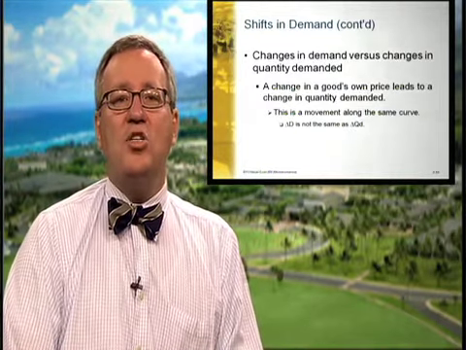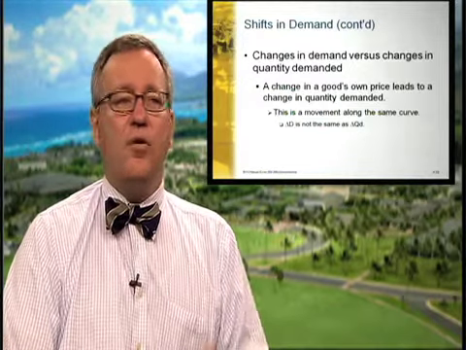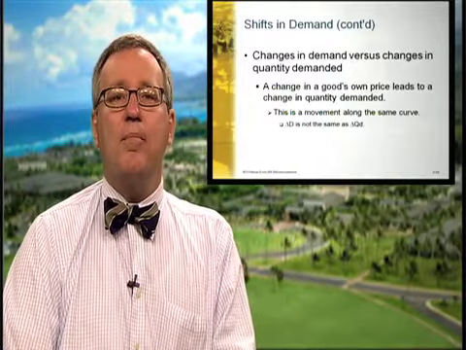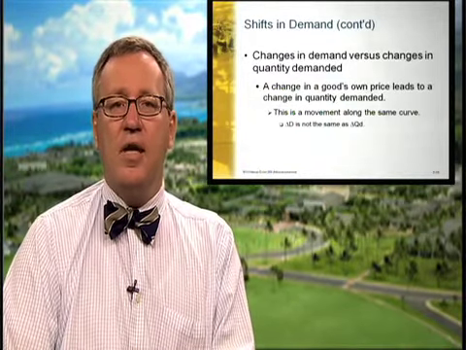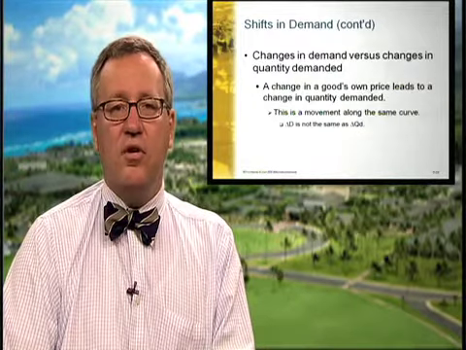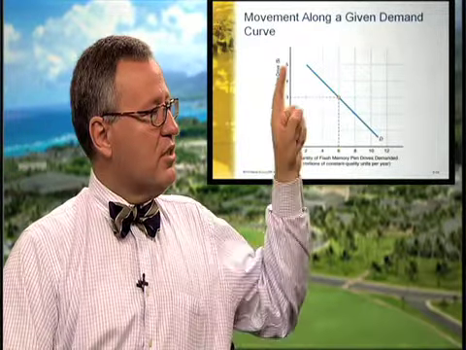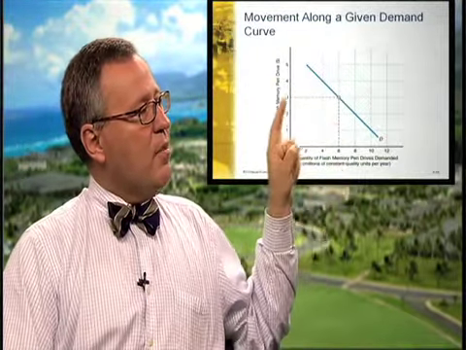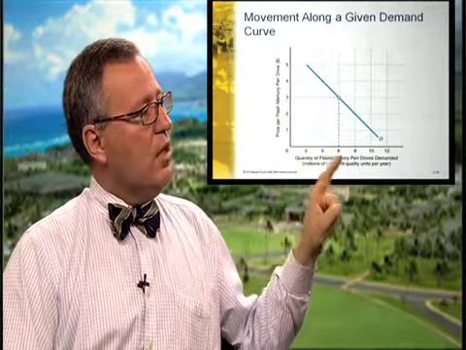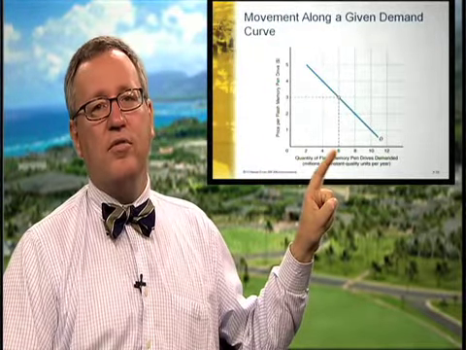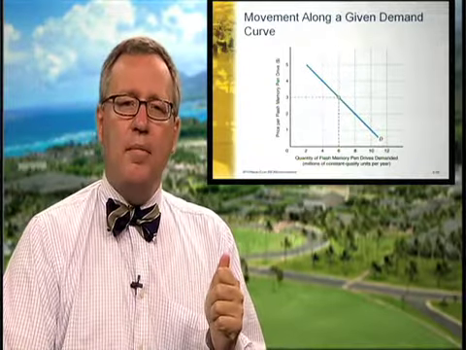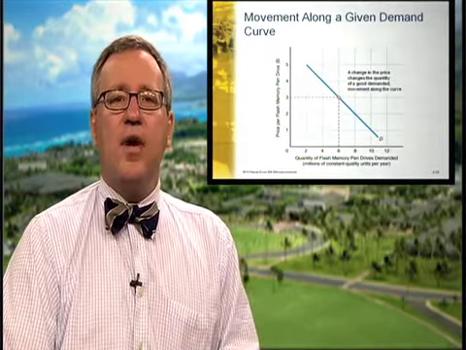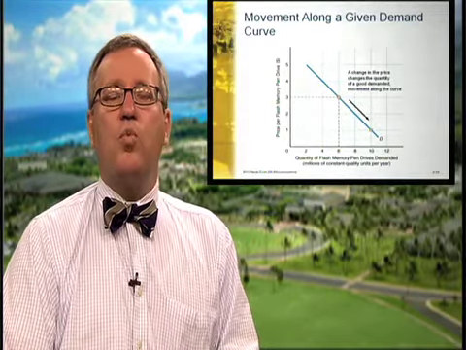Okay? A change in a good's own price, in other words, a change in the price of the good that we have on the graph, will cause a movement along the same curve. It does not cause a shift of the curve. Let's give just a simple example and then we'll close up this section of the lecture. Here's our demand curve, and what we're saying here is at $3 we're going to demand 6 million pen drives. Okay? And that's okay, but what happens if we change the price? What happens if we have a slight change in this price down to $1?